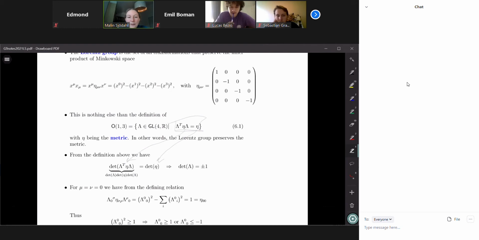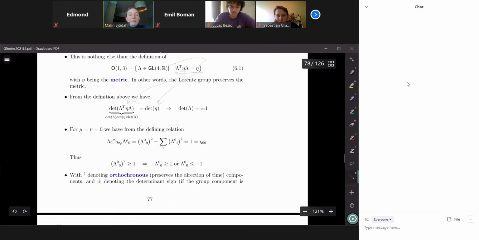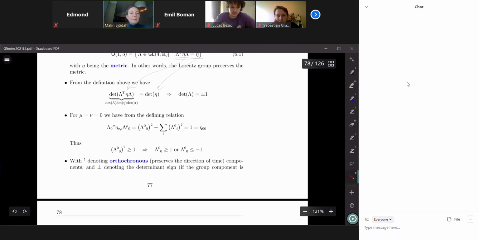So we have here the determinant of lambda transpose, but that is the determinant of lambda, times the determinant of eta, times the determinant of lambda, and this should be equal to the determinant of eta. Well, clearly we can then cross out the determinants of eta, and what remains is that the determinant of lambda squared should be 1. So the determinant of lambda should be plus minus 1. This is something that we derive.